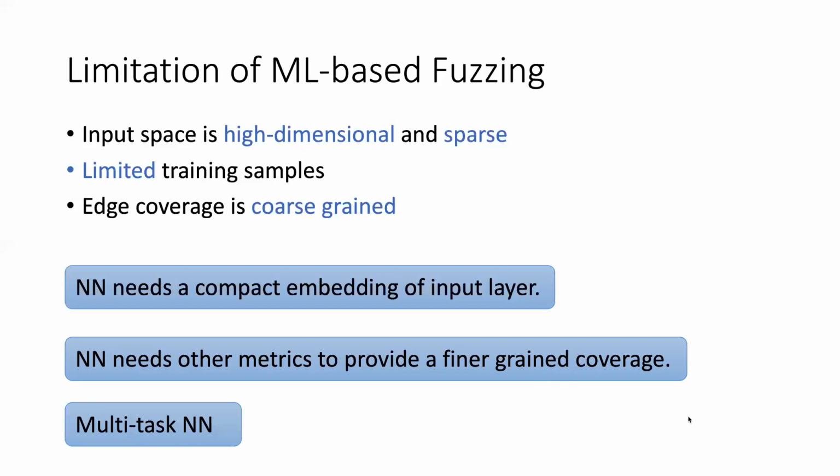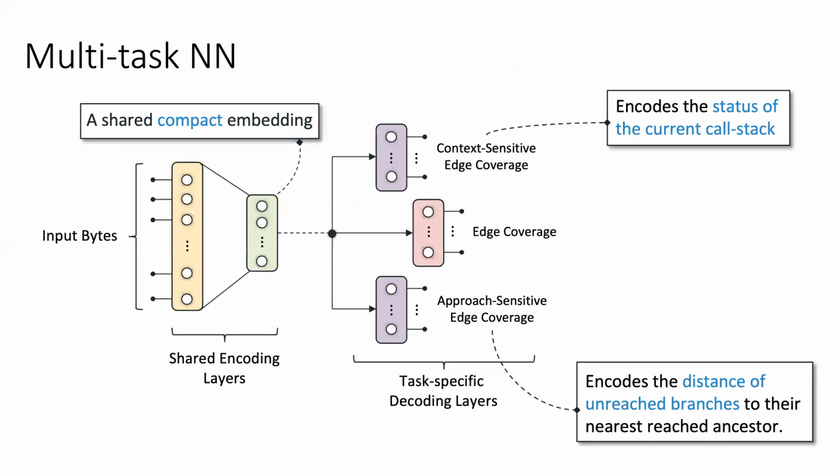Then we have the multitask neural network. This graph shows the architecture of our multitask neural network model. It has a compact embedding layer encoding high dimensional and sparse input. At the upper layer, it has three related coverage metrics which complement each other to provide finer grained coverage information than a single edge coverage. For example, context coverage encodes the state of the calling stack. Approach coverage encodes the distance of unreached branches.